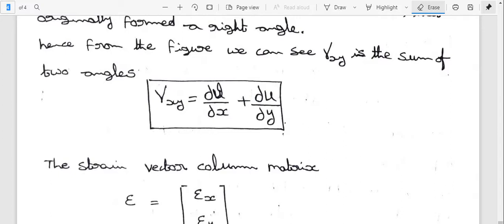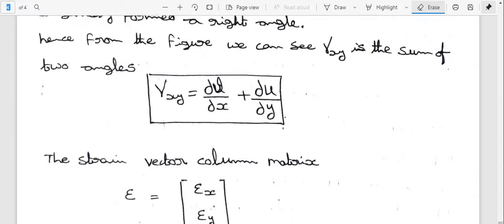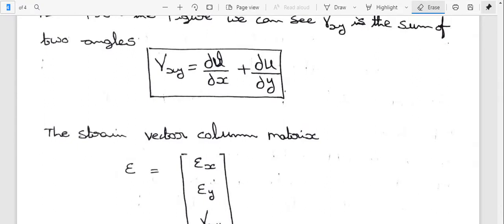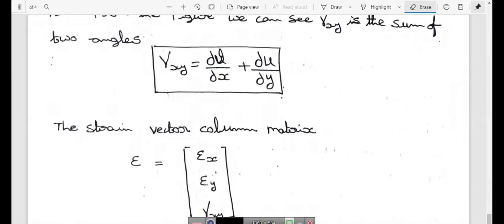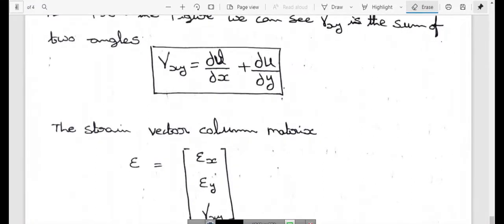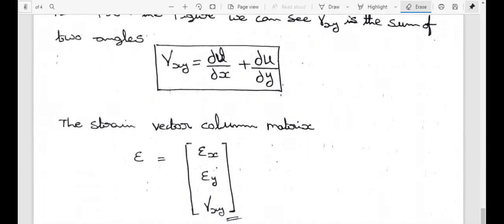So gamma xy is equal to dou v by dou x, vertical displacement with respect to x axis, plus dou u by dou y, horizontal displacement with respect to y. So the strain vector, column matrix epsilon, is equal to epsilon x, epsilon y and gamma xy. This is the plane stress and plane strain condition.